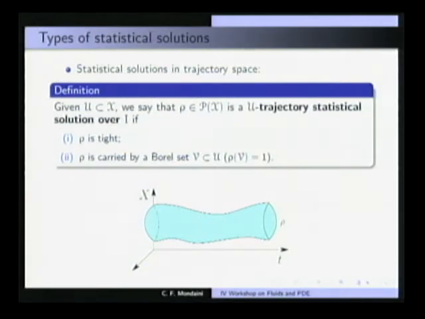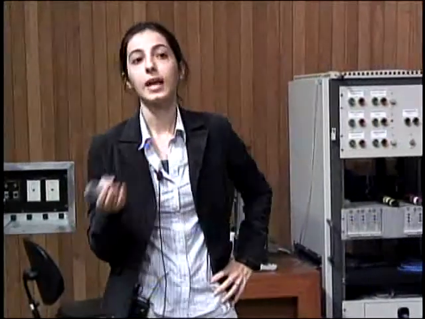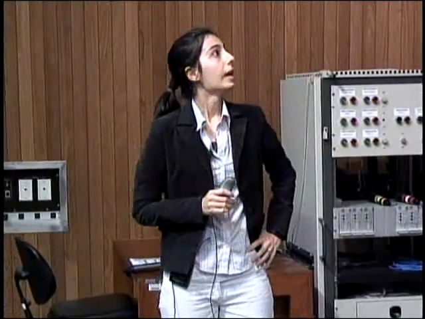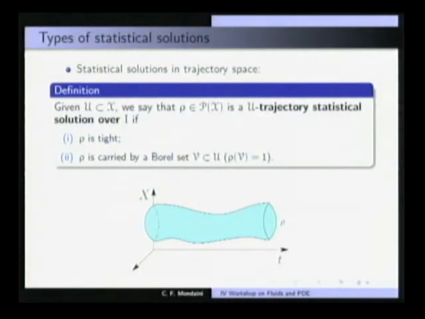And here we have our abstract definitions of statistical solutions. So in trajectory space at first, we consider a set U, a subset of the trajectory space, which in the applications would be the set of solutions of your equation. Then we say that a Borel probability measure rho on the trajectory space is a U trajectory statistical solution over I if, first, rho is tight, which is a kind of regularity condition for rho, and then if it's carried by a Borel set of the space of solutions, which is natural because your measure has to be carried by the set of solutions.